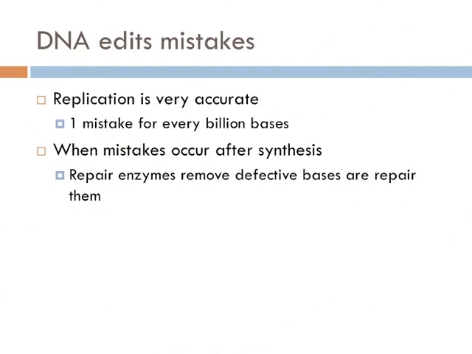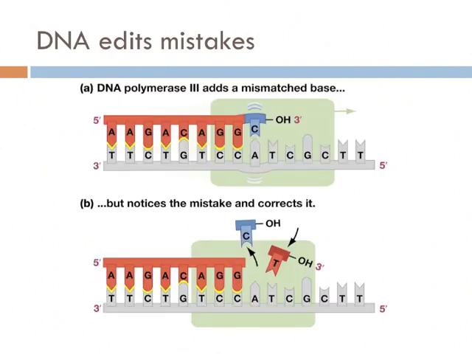DNA is incredibly accurate. For every billion base pairs that are copied, only a single base pair is copied wrong. However, even though DNA is this accurate, it has a built-in spell check mechanism. Special enzymes, known as repair enzymes, zip down the DNA and remove defective bases and repair them with their appropriate base pair. This molecule is known as DNA polymerase III, and this is how it works.